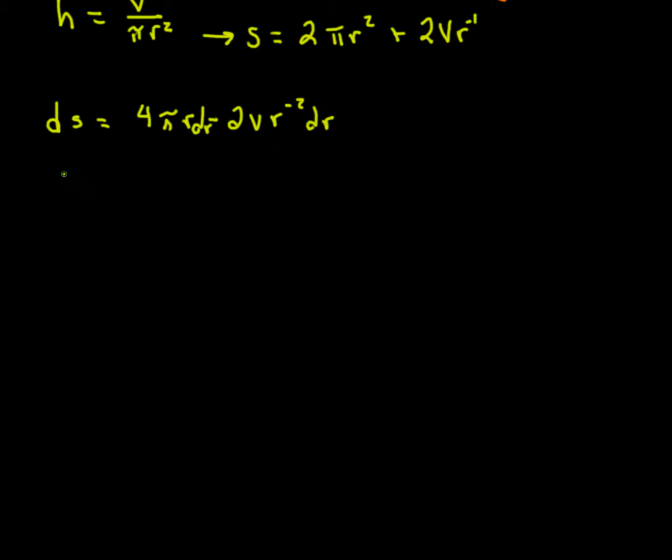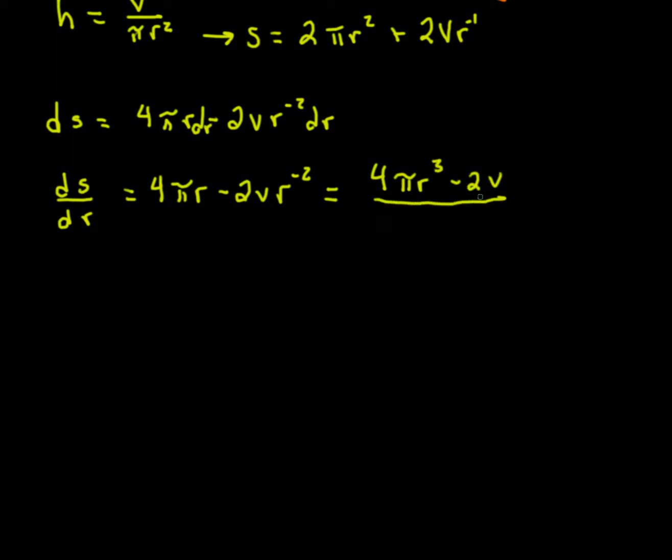And so then ds/dr is equal to 4 pi r minus 2v r to the minus 2, or putting this into rational form under one common denominator, r squared, is going to be 4 pi r cubed minus 2v all over r squared. Okay, so this is our derivative, and we want to know when is this equal to 0, or of course, when is it undefined?